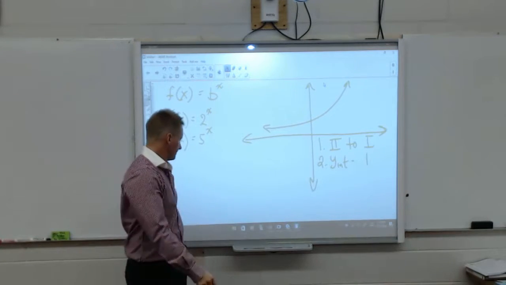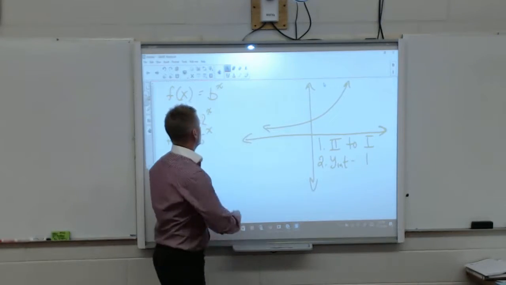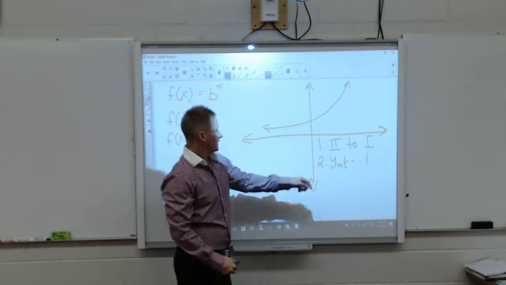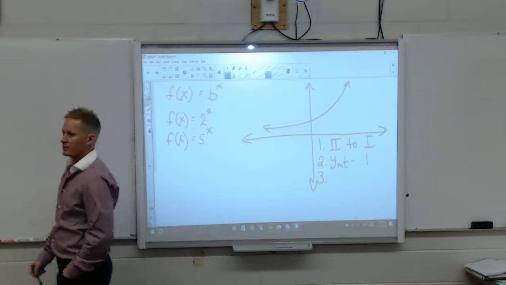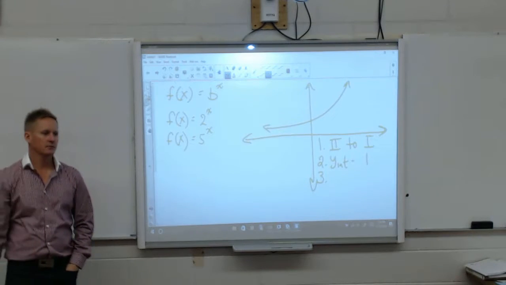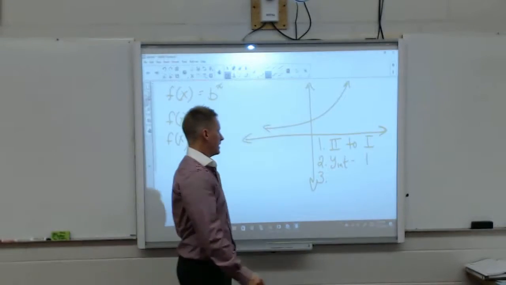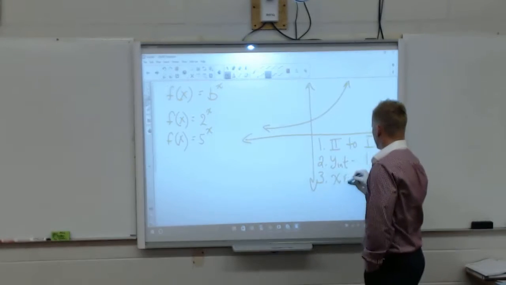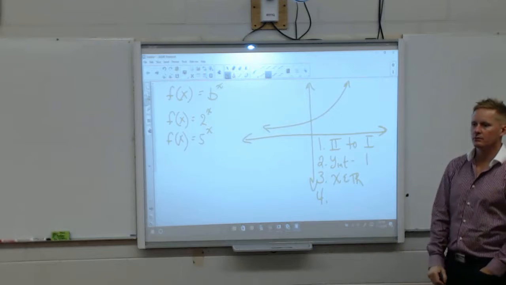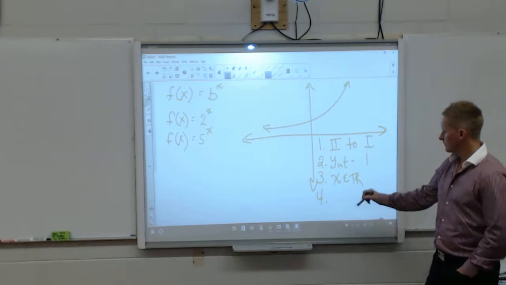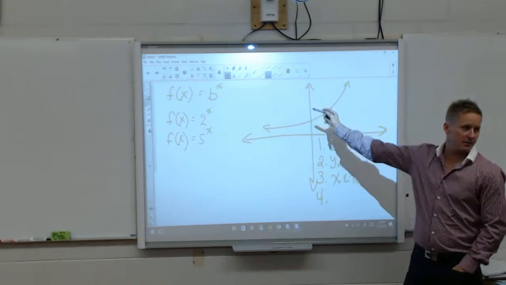All right, so far we're okay here, right? Y-intercept is 1. 3. What's the domain for this graph? X and all my reals. 4, range? Y is greater than 0.